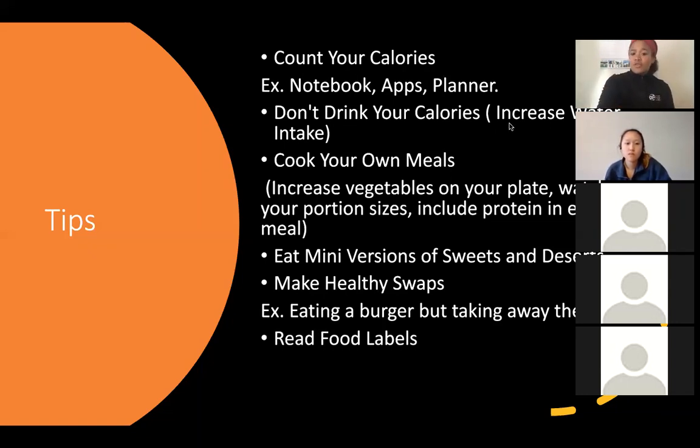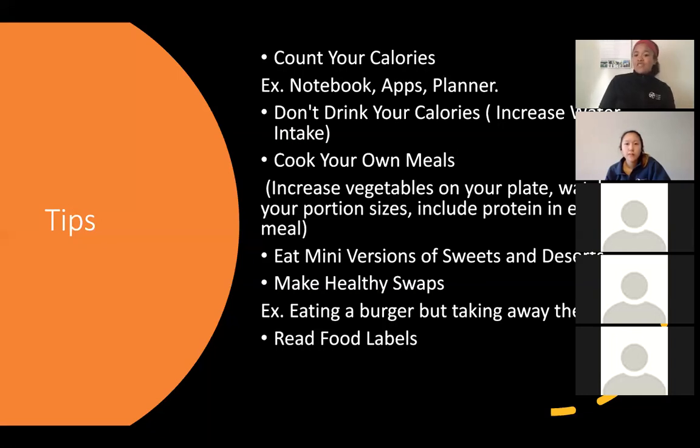Cook your own meals. So obviously try to avoid fast food. If you're going to do takeout, see what healthy options they have on the menu. But cooking your own meals is going to be the best way. Increase vegetables on your plate, and watch portion sizes. Maybe you get smaller plates and you portion that out. And then always include protein, because protein is good. That's how we're going to get that muscle buildup within our body.